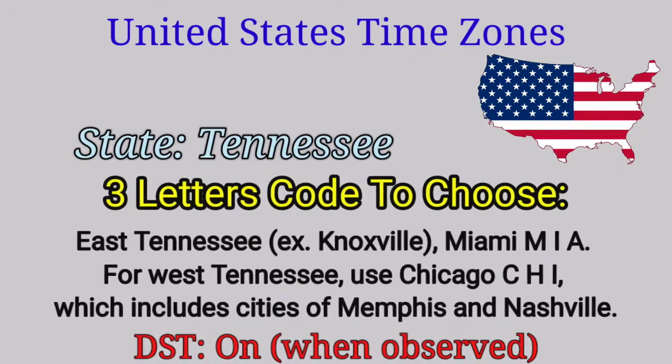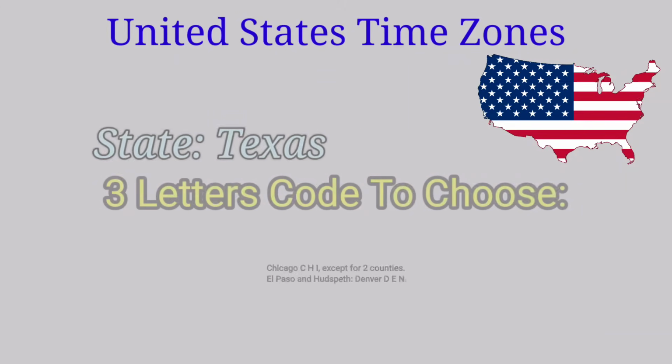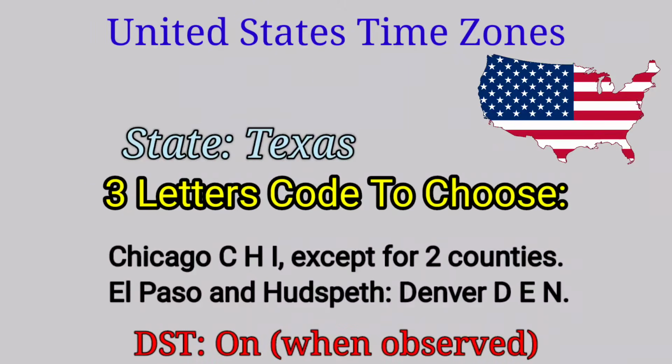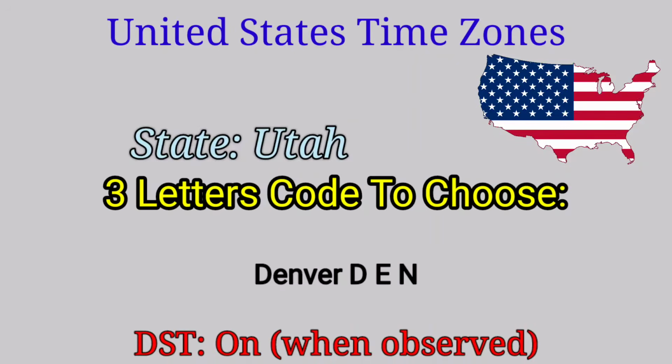For Tennessee, you will need to select Miami MIA or New York NYC if you are in the east, including City of Knoxville. For West Tennessee, use Chicago CHI, which includes cities of Memphis and Nashville. Texas uses Central Time Zone for most counties, which is the code Chicago CHI, except for two counties, namely El Paso and Hudspeth. For these two, you will need to choose Denver DEN. Next, for Utah, use code Denver DEN.